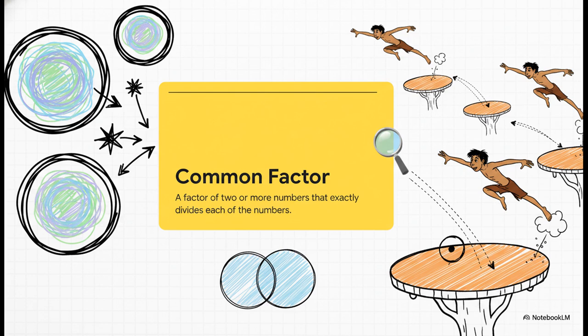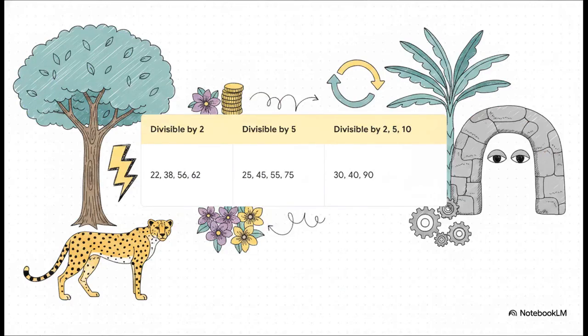So, tying it all together, a common factor is a number that can perfectly divide 2 or more numbers with absolutely nothing left over. No remainders, no half-steps, just a perfect mathematical fit, exactly like Mowgli's jumps hitting his targets. We can even categorize our remaining jungle numbers to find the ultimate common factors of 2, 5, and 10.